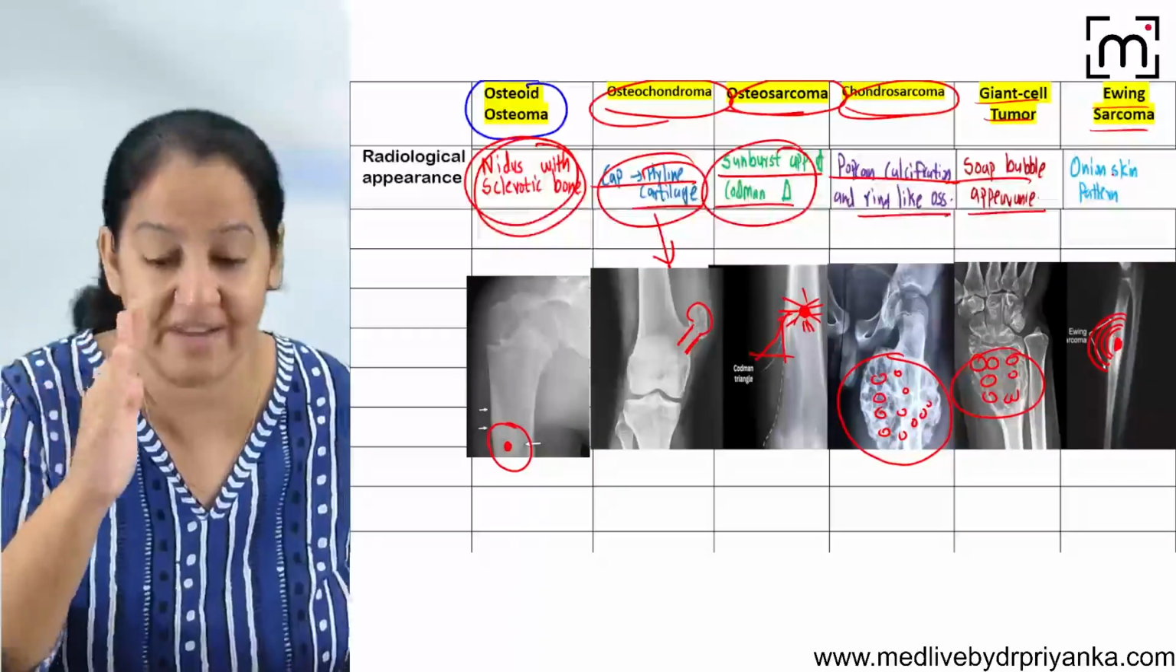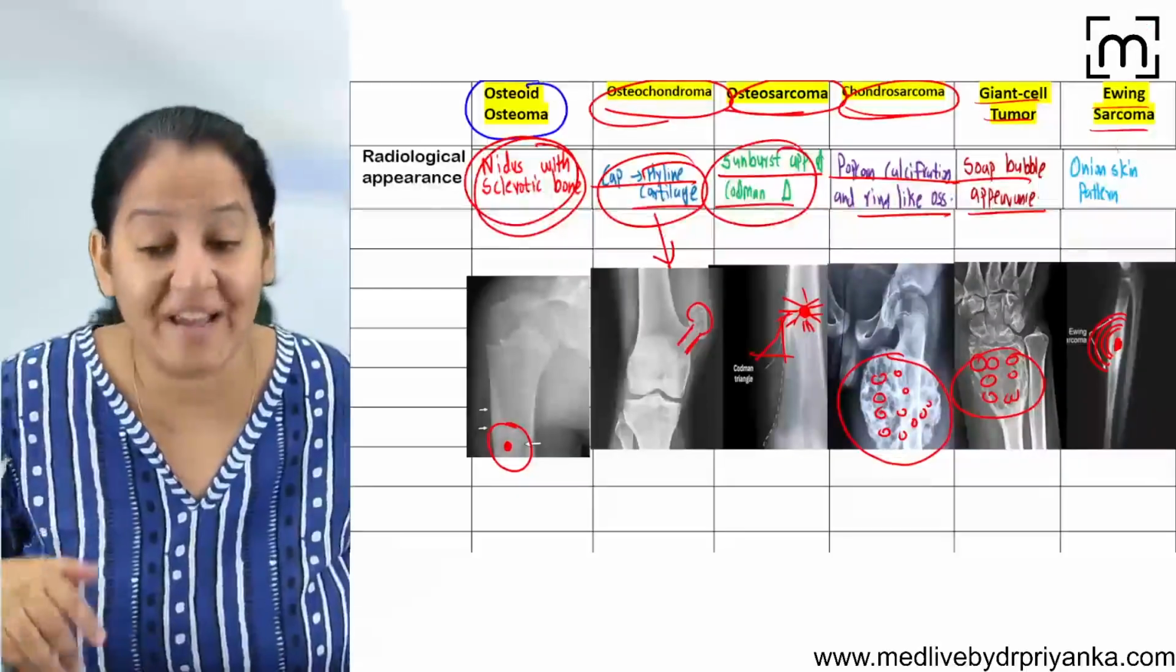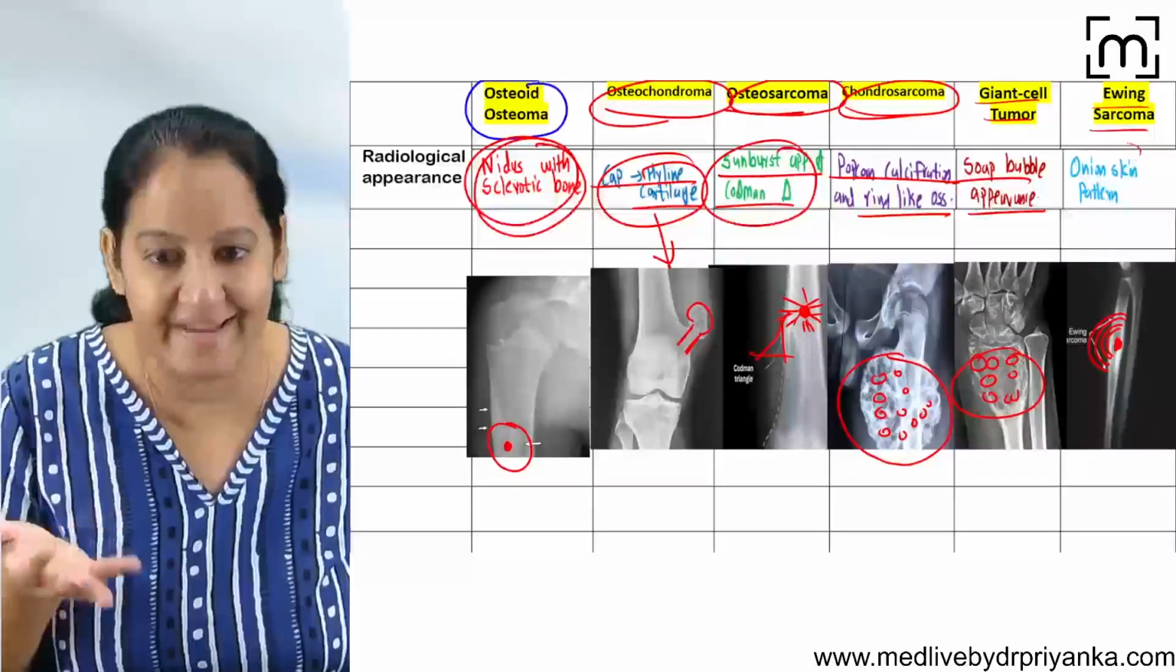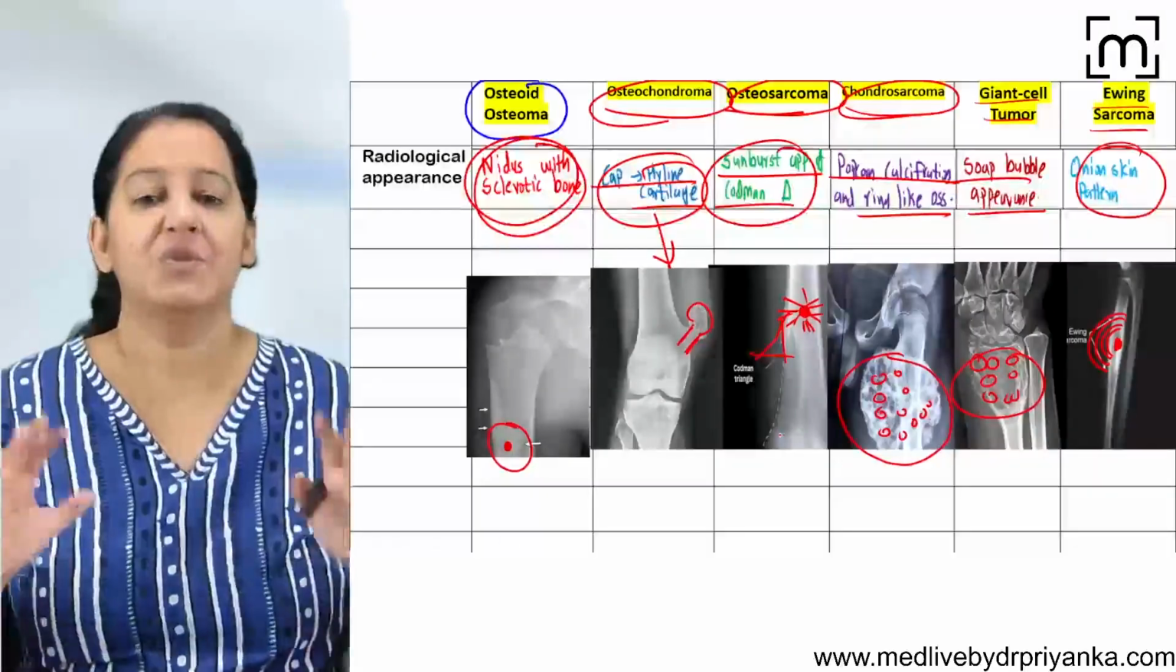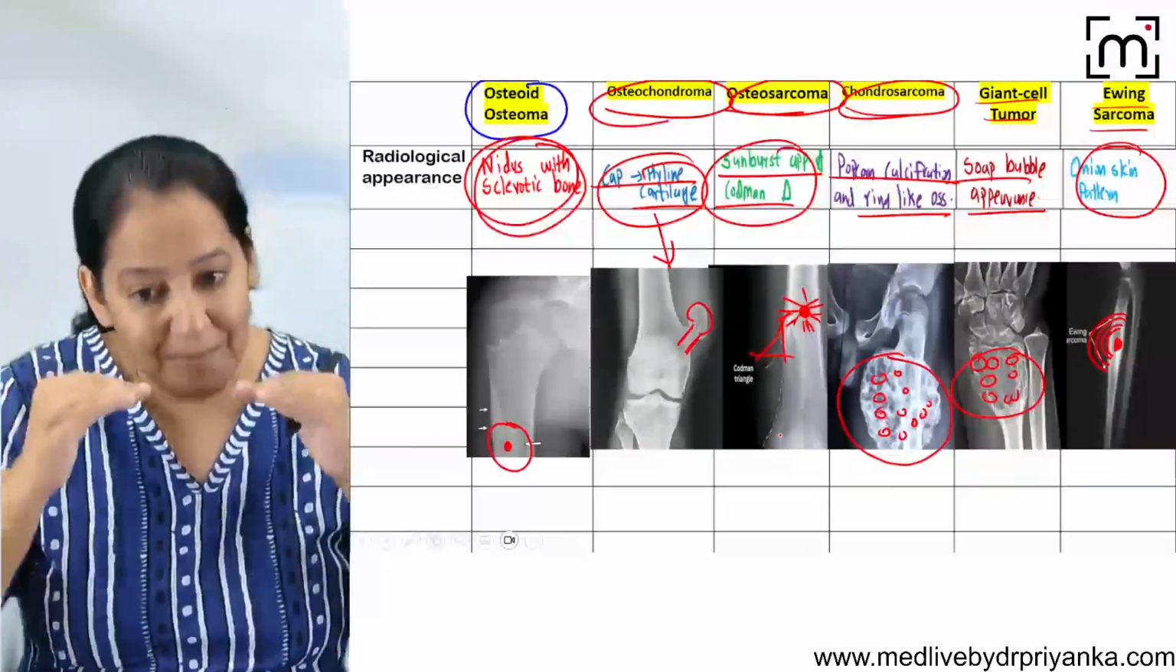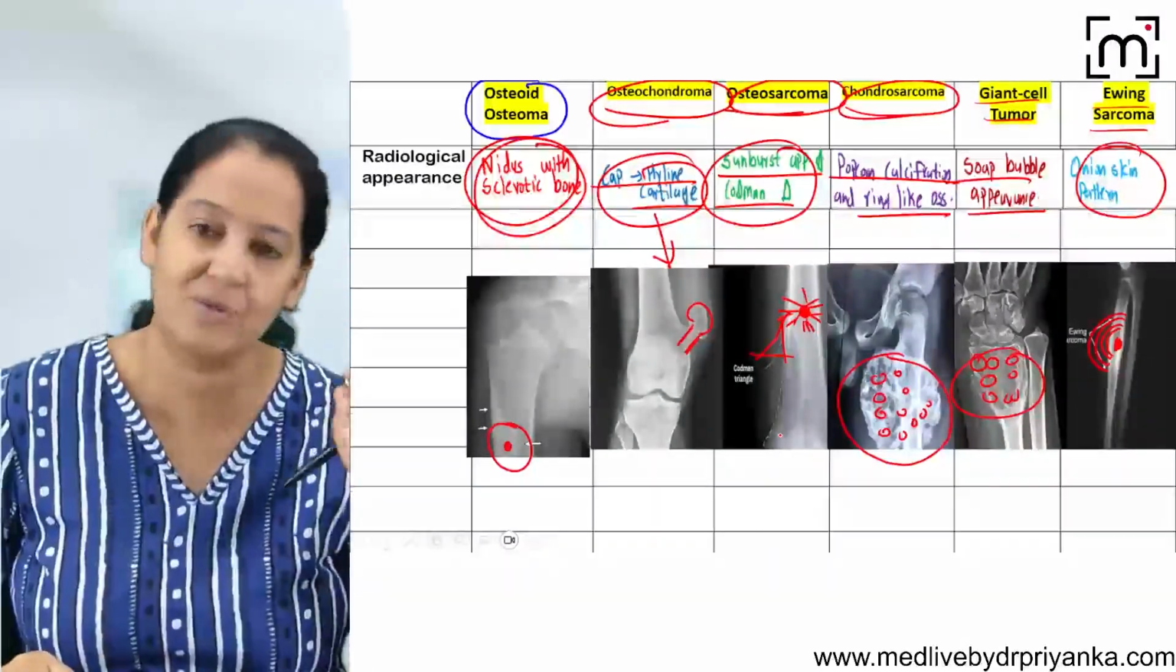So it is typically giving layers over layers. It is looking like an onion skin or onion peel. It is known as onion skin appearance. So learn the typical appearance with their images together of all these tumors, which is very important.